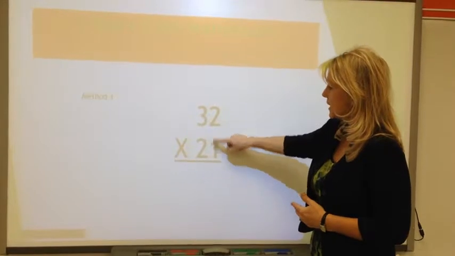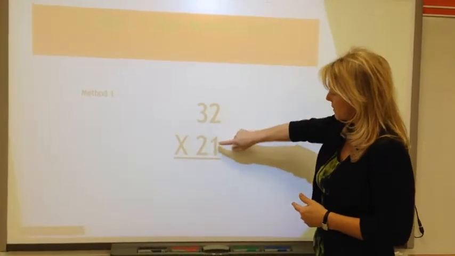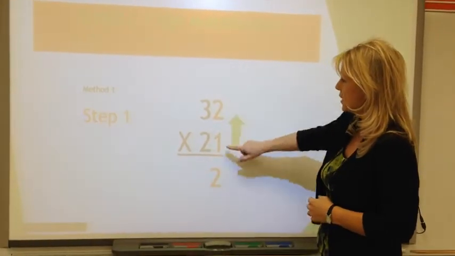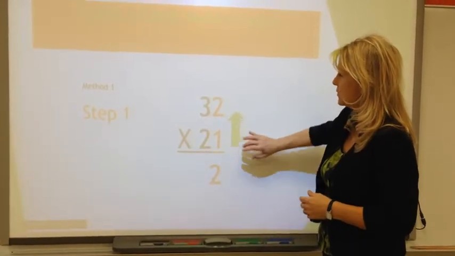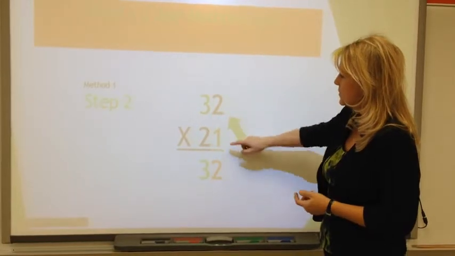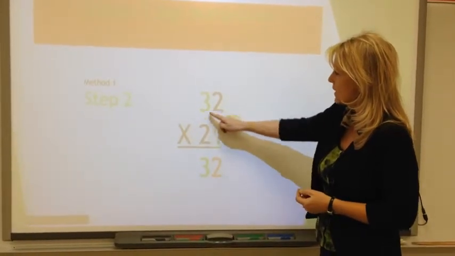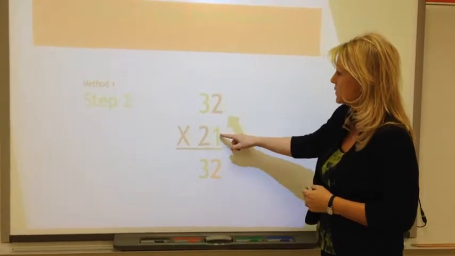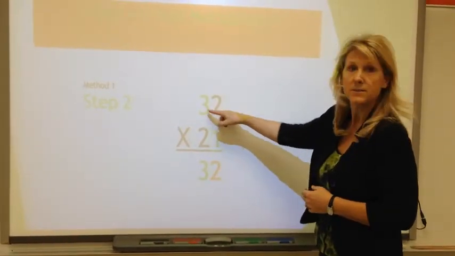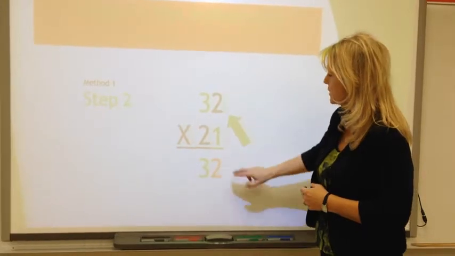So the traditional method is the one that we grew up with, where you have the algorithm where you just multiply the ones by the ones on top. So you're going to go 1 times 2 is 2, and you put the 2 down. That's step number 1. Step number 2, you're going to go sideways. You're going to go 1 times 3, and you put the 3 right beside the 2. That's 32. So what we just did is we times 1 times 32, and we have 32 on the bottom.